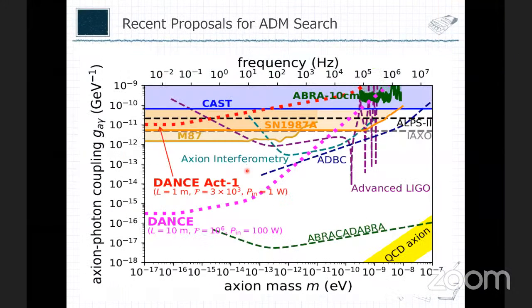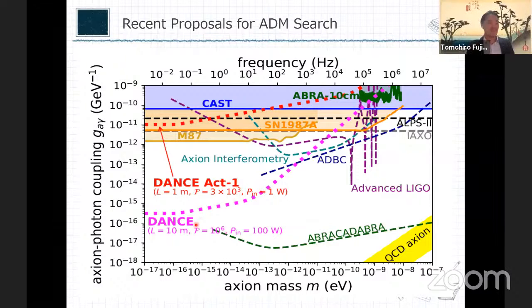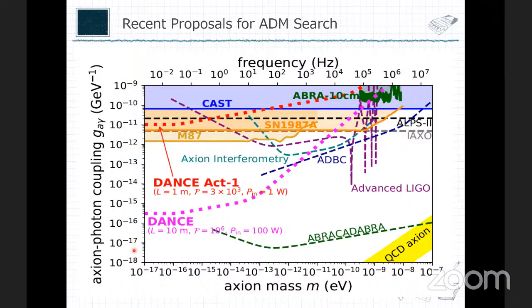Then why don't you consider a 100 meter detector? Yeah, it's very easy to say and draw a projected sensitivity for 100 meter. I can say 10 meter or 100 meter, 1 kilometer, up to your ambition and up to your wallet, your money.